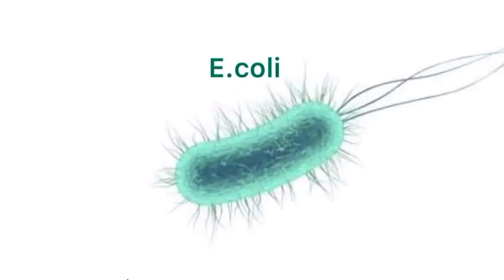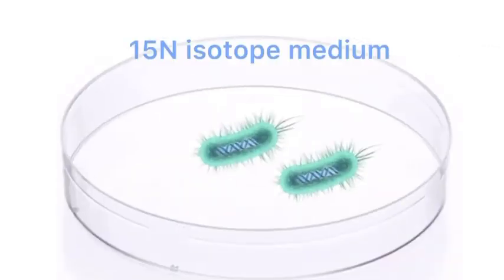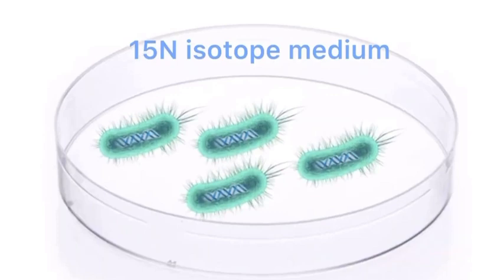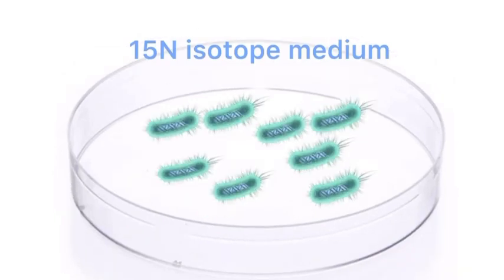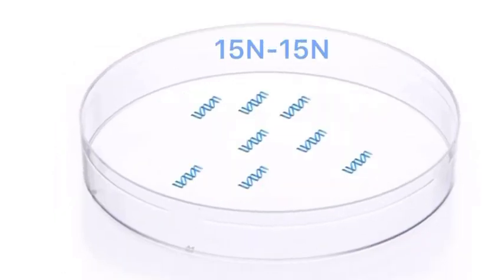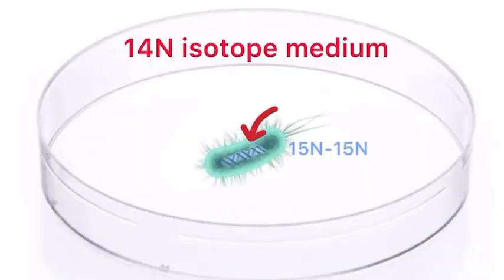Meselson and Stahl conducted their famous experiments on DNA replication using E. coli bacteria as a model system. E. coli was grown for several generations in a medium containing the heavier 15N isotope. After many generations growing in the 15N medium, the nitrogenous bases of the bacteria's DNA were all labeled with heavy 15N. E. coli cells with only 15N in their DNA were transferred to a 14N medium.